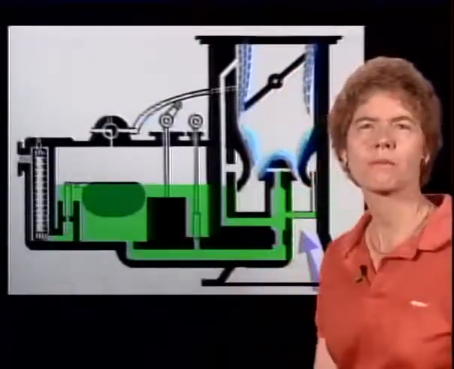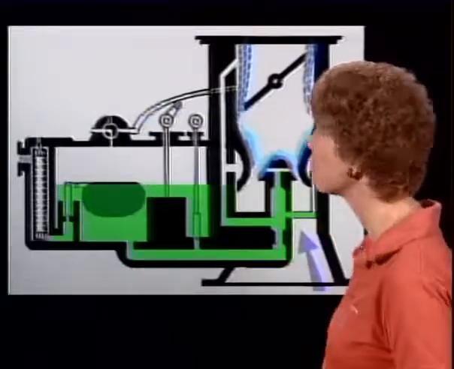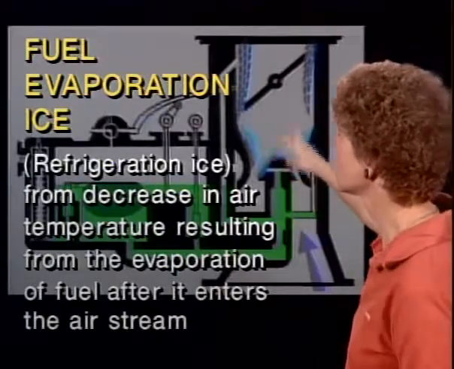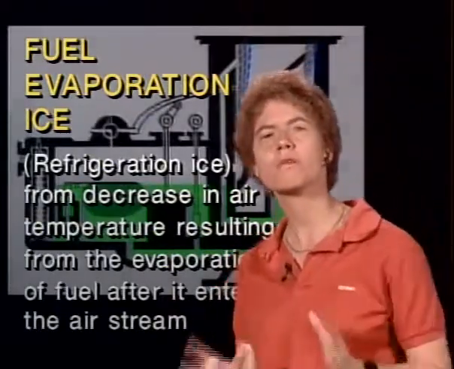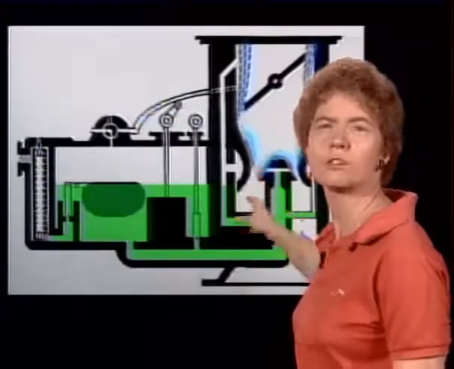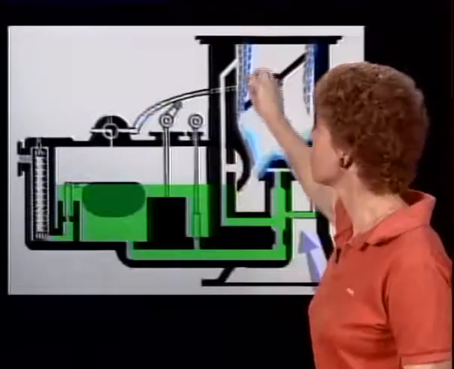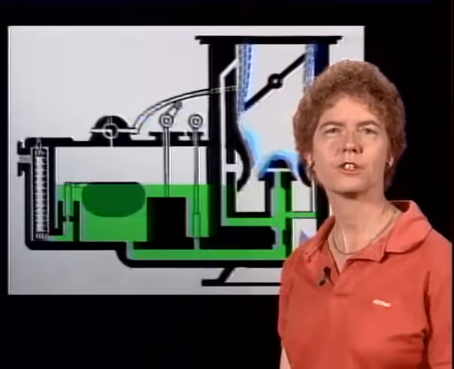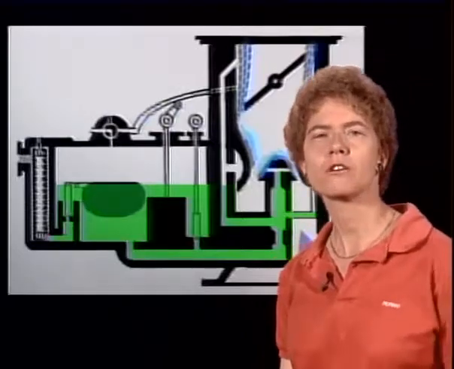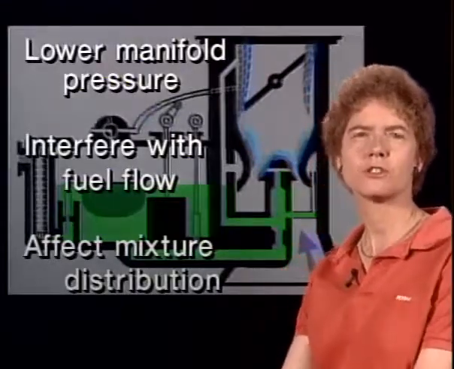First of all, let's talk about fuel evaporation ice. Fuel evaporation ice or refrigeration ice forms because you have a decrease in air temperature because of the evaporation of the fuel after the fuel enters the airstream. So it's the evaporation of the fuel that causes fuel evaporation ice because of the temperature drop. Now it occurs in those systems where fuel goes into the airstream upstream from the throttle valve, which is what we're showing right here. Refrigeration ice can be formed at temperatures as high as 100 degrees Fahrenheit. This kind of ice lowers manifold pressure, interferes with fuel flow, and can affect the mixture distribution.